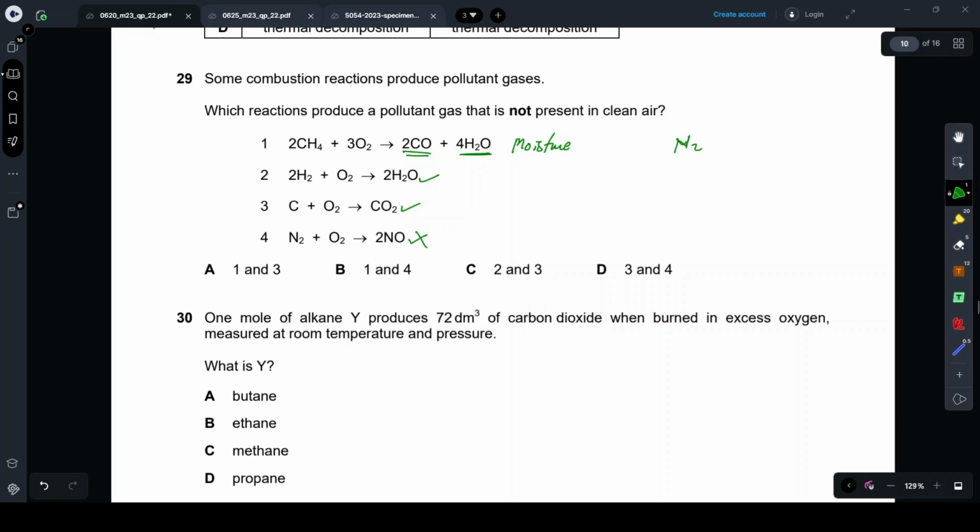It would be D. It's going to be B. B. Yes. But carbon dioxide is present in clean air. We're talking about carbon monoxide and oxides of nitrogen. So it's 1 and 4. So it's B. Okay.